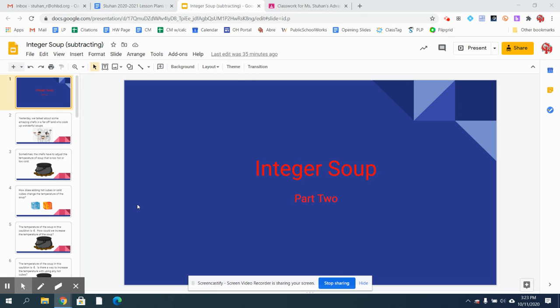Once again, we are going to be talking about integer soup. Last week, we talked about adding integers, and we had a little story about chefs adding hot and cold cubes to their soup to raise or lower the temperature of the soup, and how that translated to adding integers. Today, we are going to be talking about a new idea. So let's go ahead and get started.